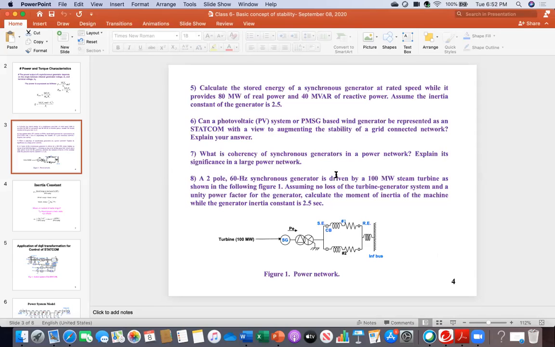Because we are studying the stability in this course, we are looking at the impact of various parameters, various concepts on the stability, like for example the impact of H, inertia constant, and then other parameters, synchronous reactance parameters. Similarly, coherency is a concept which is related to stability as well. But what is the meaning of coherency of synchronous generators? Explain its significance. So coherency means, again, for a minute, I will take you to that board.